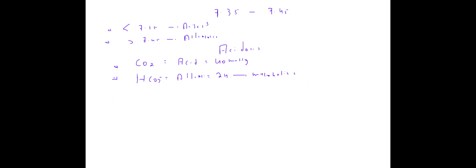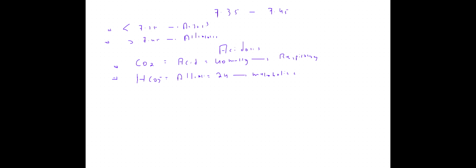Now, primary changes in the carbon dioxide level will always be respiratory. Okay? Not compensation, I'm talking about the primary changes. So if you want to diagnose respiratory causes of acid-base disorder, you have to look at the carbon dioxide level. If you want to diagnose the metabolic causes of the acid-base disorder, you should focus on the bicarb. So this is your rule.